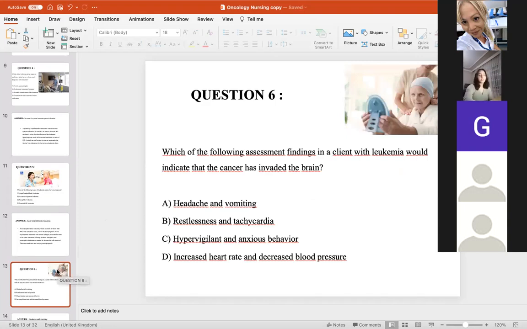And question 6. Which of the following assessment findings in a client with leukemia would indicate that the cancer has invaded the brain? A. Headache and vomiting. B. Restlessness and tachycardia. C. Hypervigilant and anxious behavior. D. Increased heart rate and decreased blood pressure.